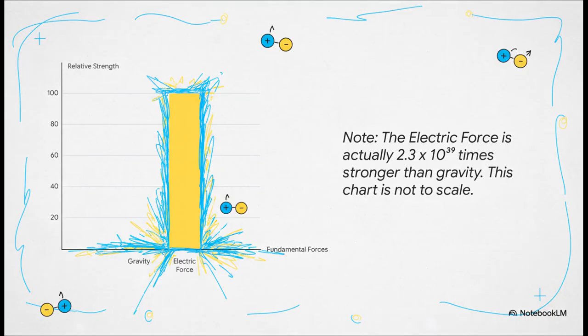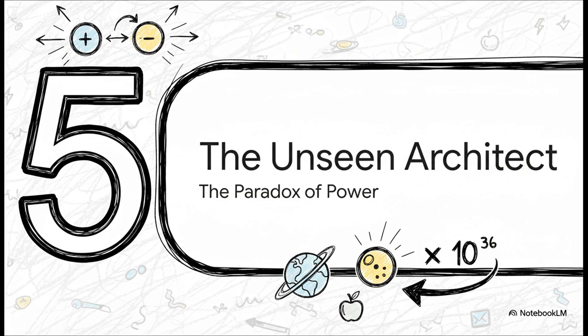To try and put that in perspective, if we made a bar chart where the force of gravity was like 1 inch tall, the bar for the electric force would stretch for billions and billions of light years. We can't even draw it to scale. In the world of the atom, gravity is so weak it's basically a rounding error. It doesn't even matter. And this brings up a huge, fascinating question.